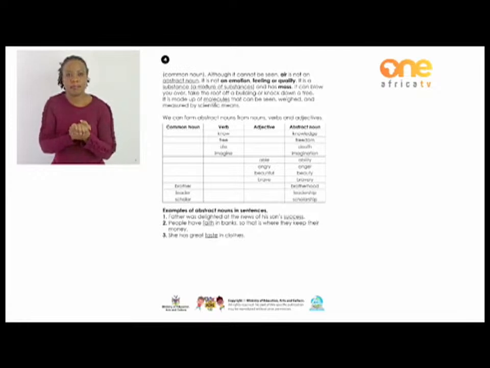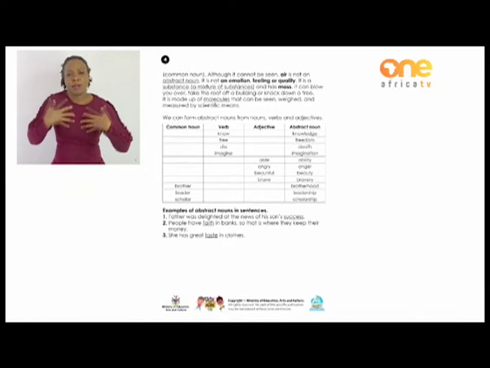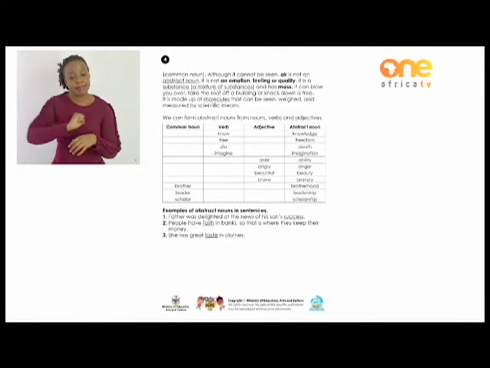A few examples of abstract nouns used in sentences are as follows. Number one, father was delighted at the news of his son's success. Son, success. Success becomes our abstract noun from the word succeed. So father was delighted at the news of his son's success. Success is our abstract noun.